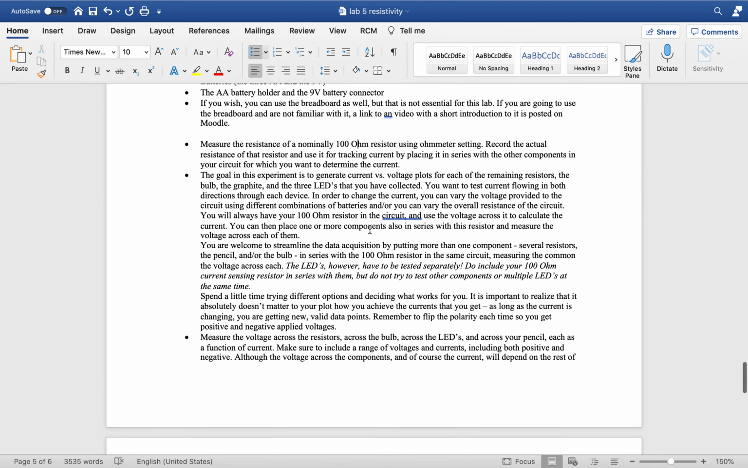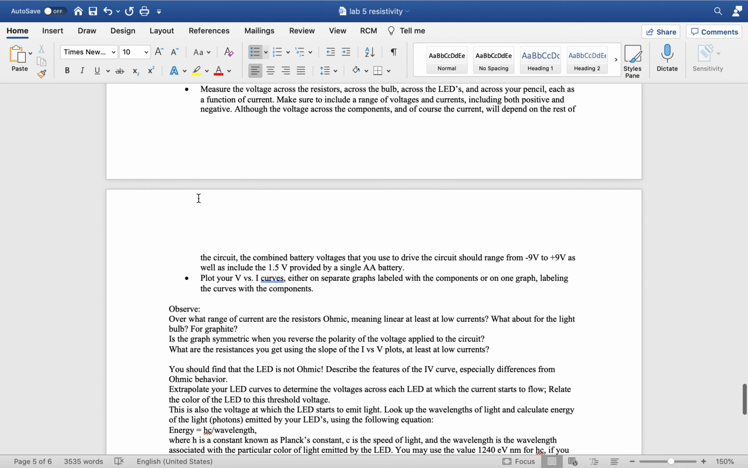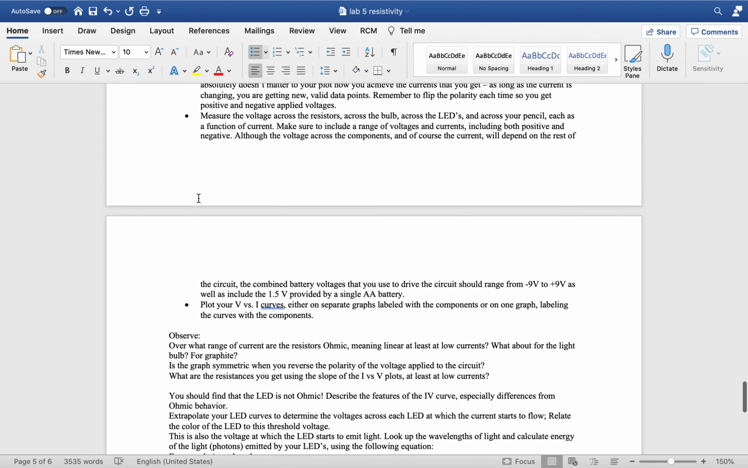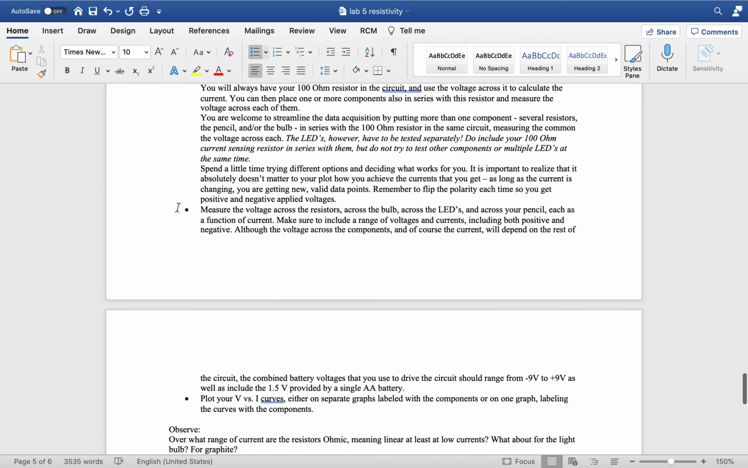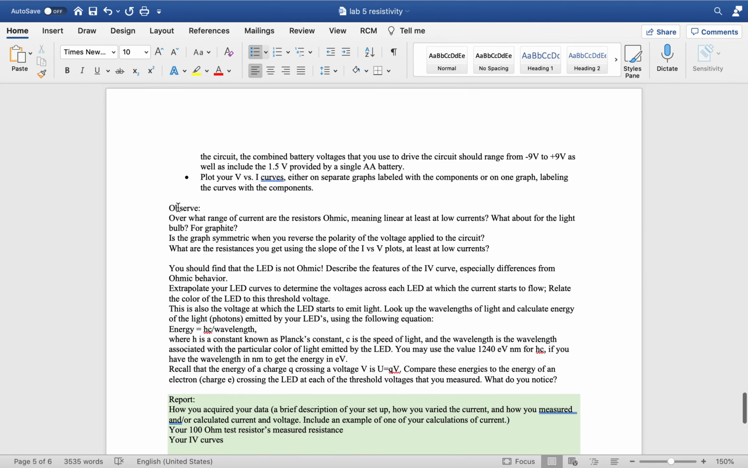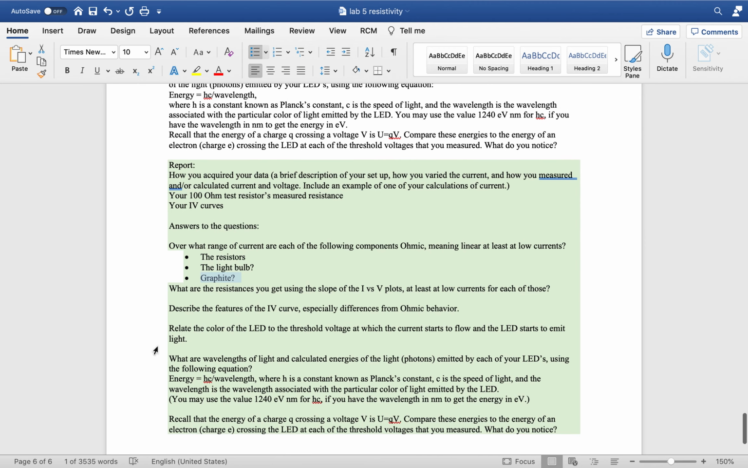So here they are going to measure the resistance and then find out that some of the materials are actually not ohmic, right? Ohmic ones are the ones that follow Ohm's law, basically. So they will find resistors, of course, are ohmic, light bulb, ohmic, graphite, I think it is ohmic. I haven't done this, I don't know, but I think it should be ohmic.